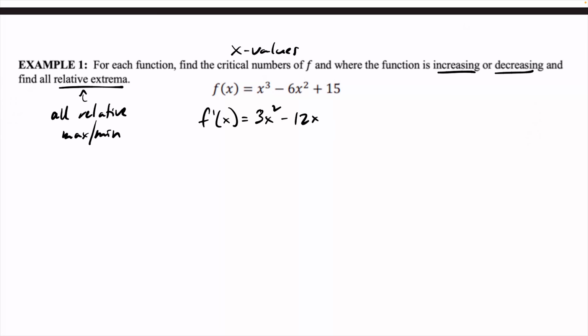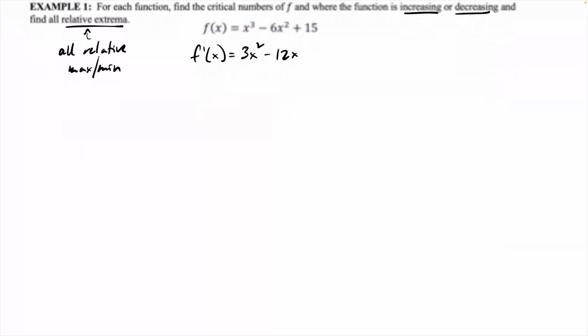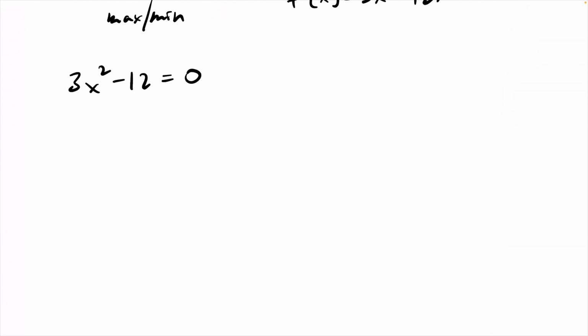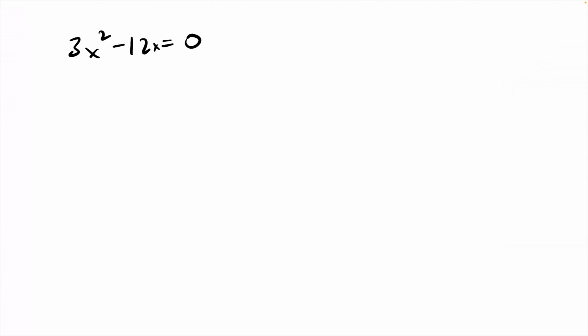The first thing I'm going to do is find out where the derivative is 0. To do that, I need to set it equal to 0. So the first derivative equals 0, and then I have to solve. It'll be 12x. It's a binomial, so we can use GCF. They both can be divided by 3x. So that leaves us x minus 4.